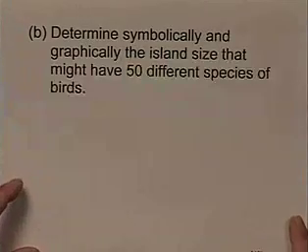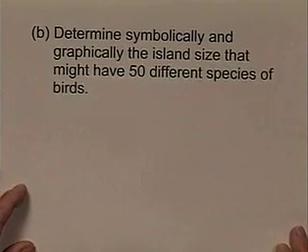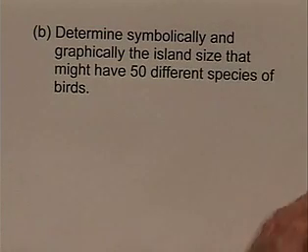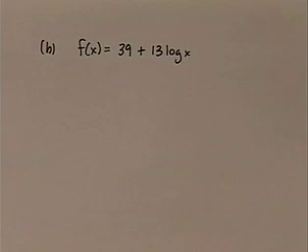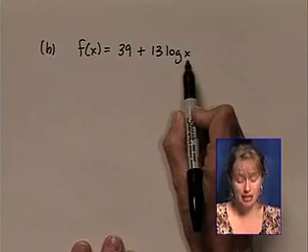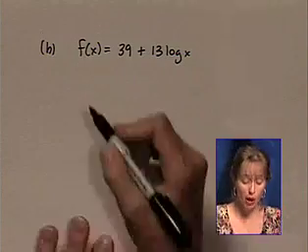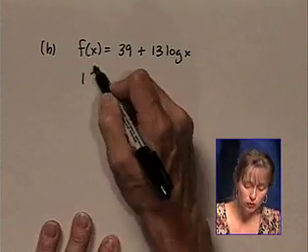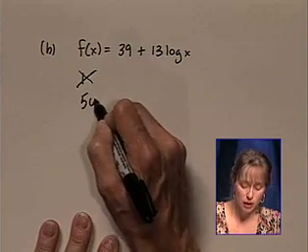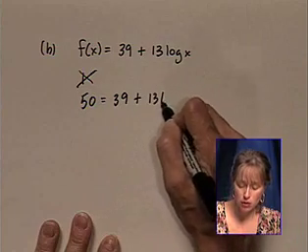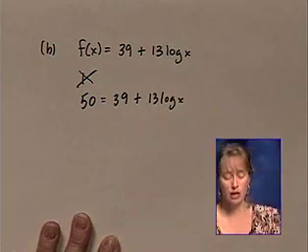What we want to do is determine symbolically and graphically the island size that might have 50 different species of birds. Well, let's see. Our model now is f of x is 39 plus 13 log x. And we want 50 different species of birds. x is actually the island size, and f of x is the number of species. So symbolically, what we're going to do is put 50 for f of x. 50 equals 39 plus 13 log x. And we need to know x.